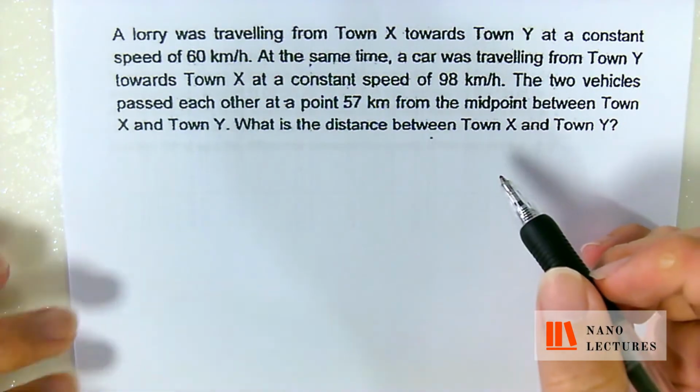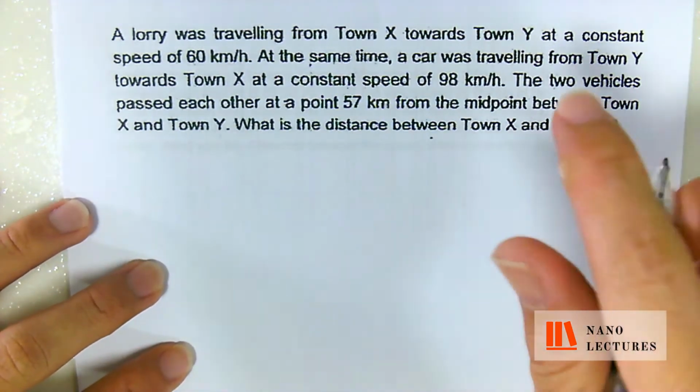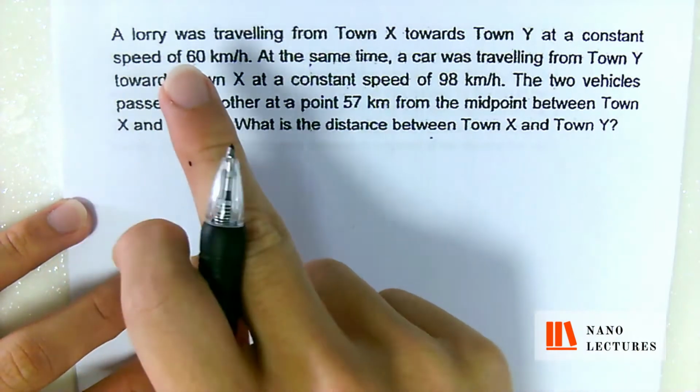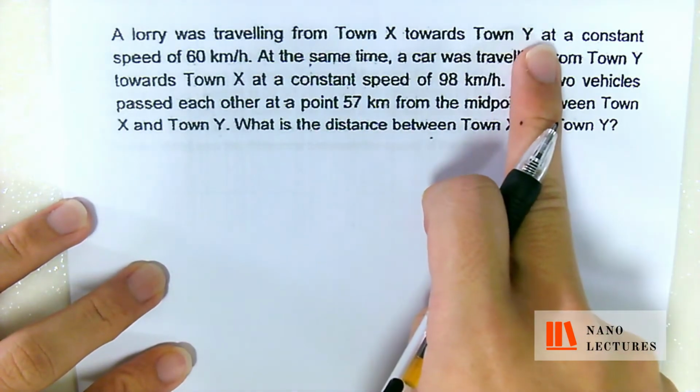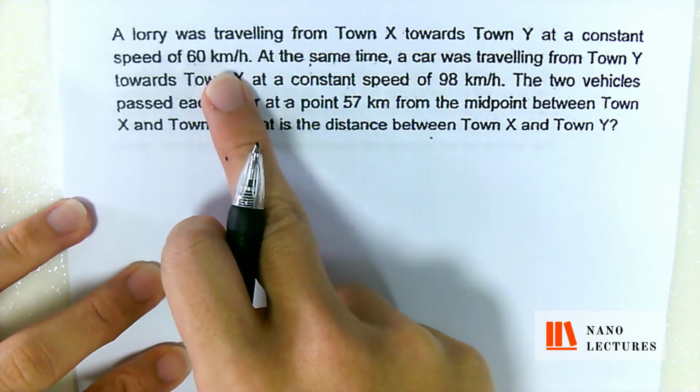Okay, this question is quite difficult, so please listen up very carefully. We've got to draw a model for this. So they told us that a lorry was driving from X to Y. So they started from X and going towards Y, right? At a speed of 60 km per hour.